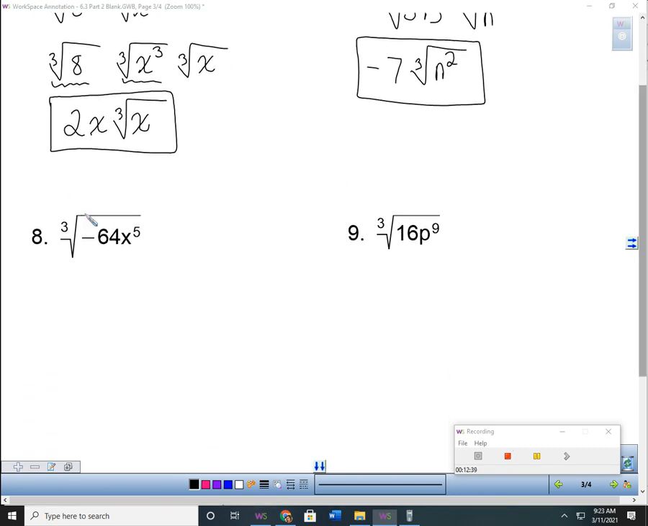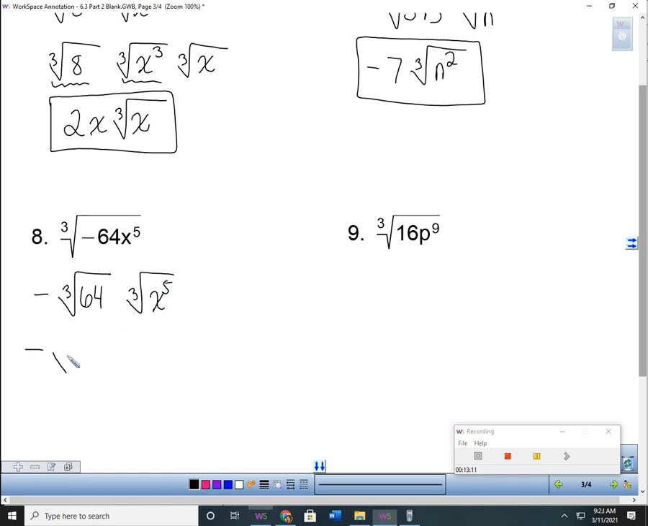All right, so on this one, I already know I'm going to have a negative on the outside, right? And then I need to do the cubed root of my 64 and the cubed root of the x to the 5th. So 64, is that a perfect cube? Okay, so I know that's going to be a perfect cube right there. That's going to be 4. What about x to the 5th? Is that a perfect cube? No. So I know I'm going to have to split that.